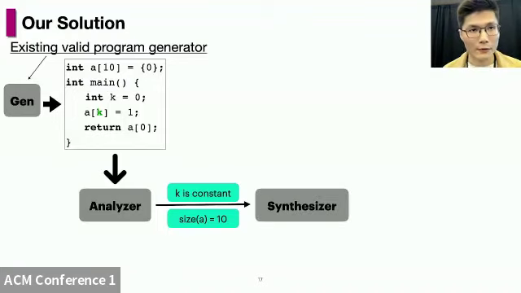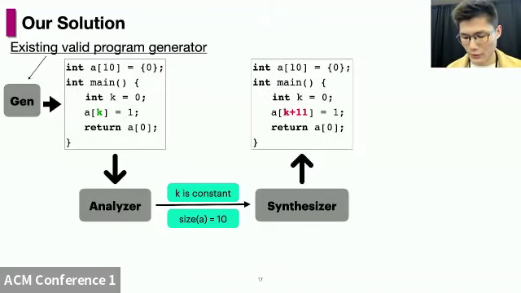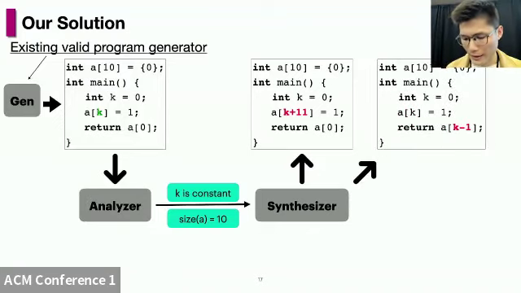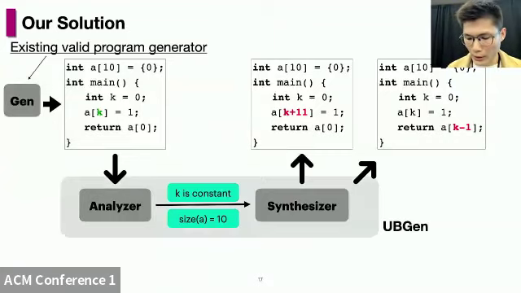Then we pass this information to the synthesizer, and the synthesizer can make use of this information to introduce new programs that can break the well-formed condition in the input program. For example, in this case, we just mutate the array index and add it at different locations also to introduce various undefined behavior programs. And we call our project UBGen, the first ever program generator for generating programs containing all kinds of undefined behaviors.